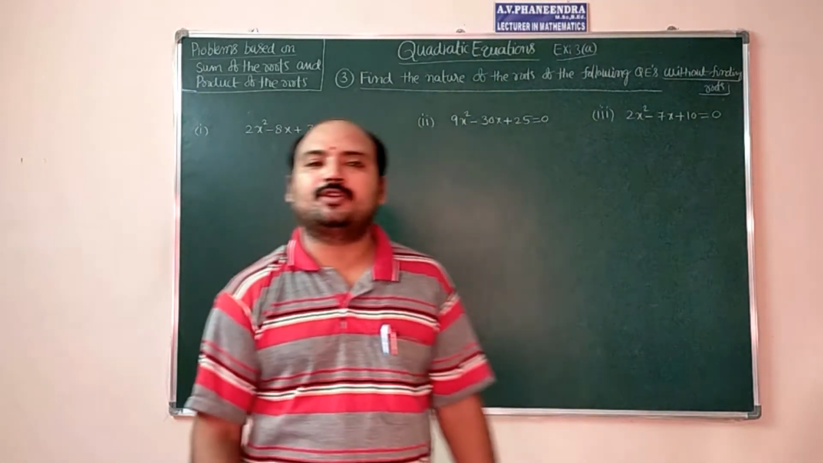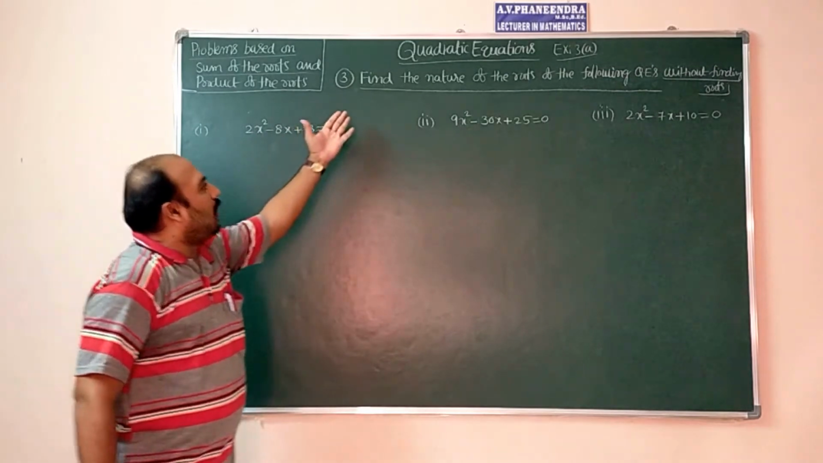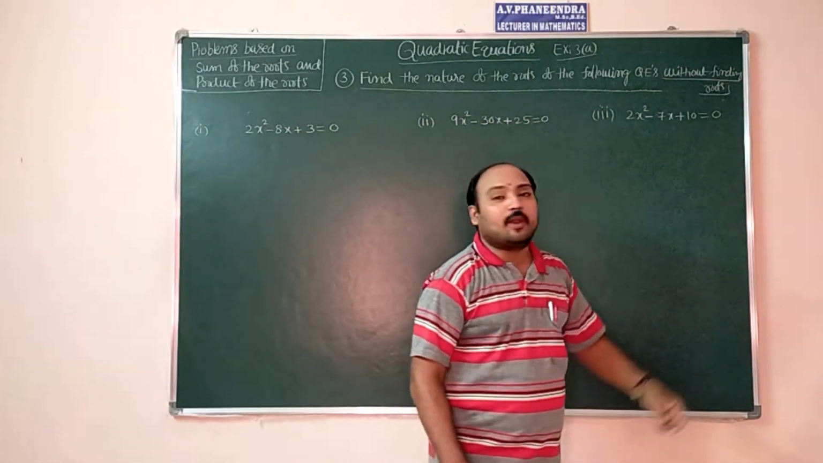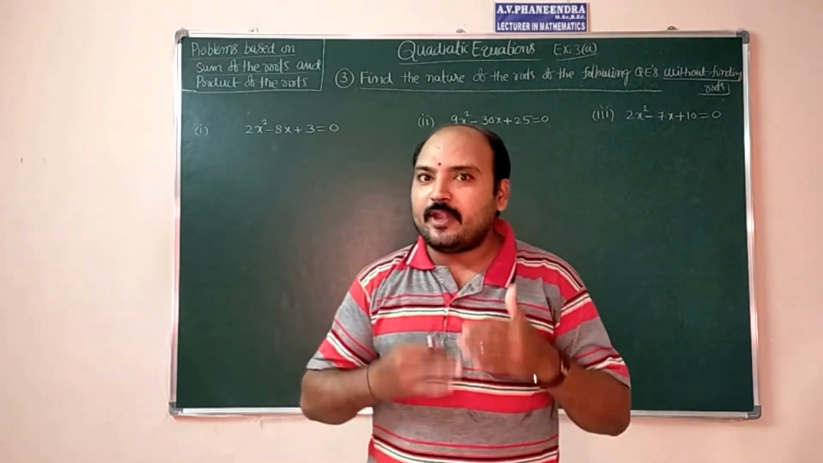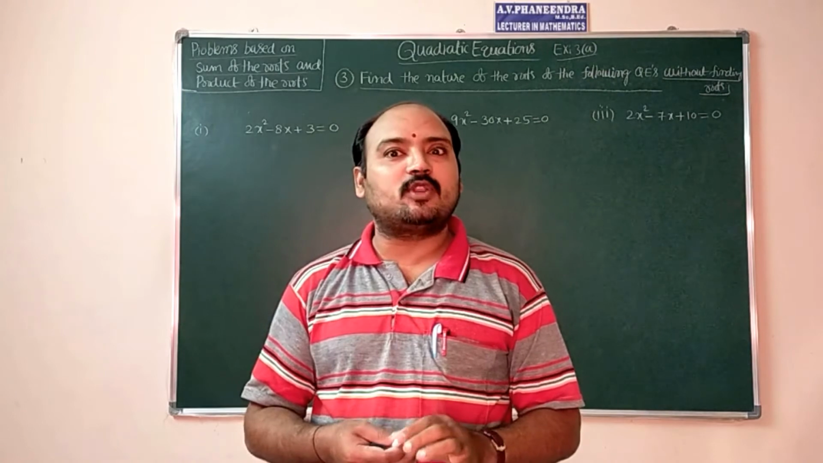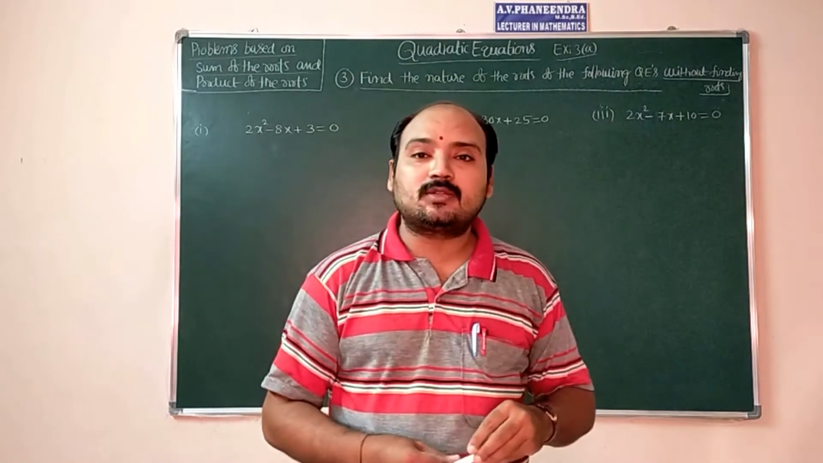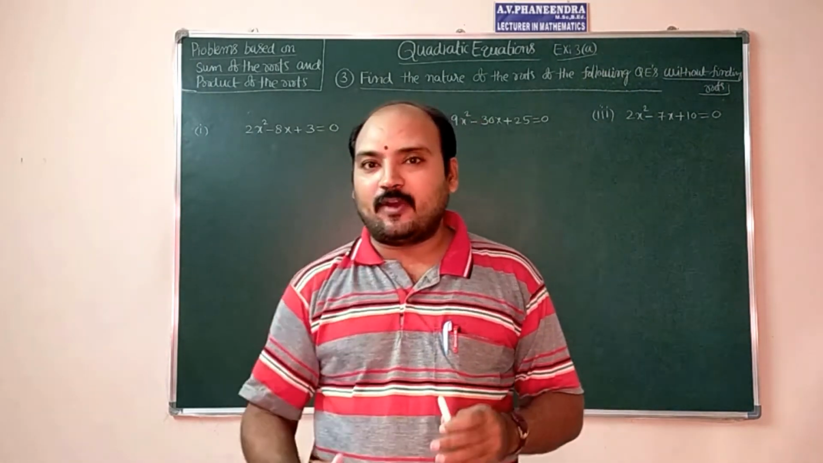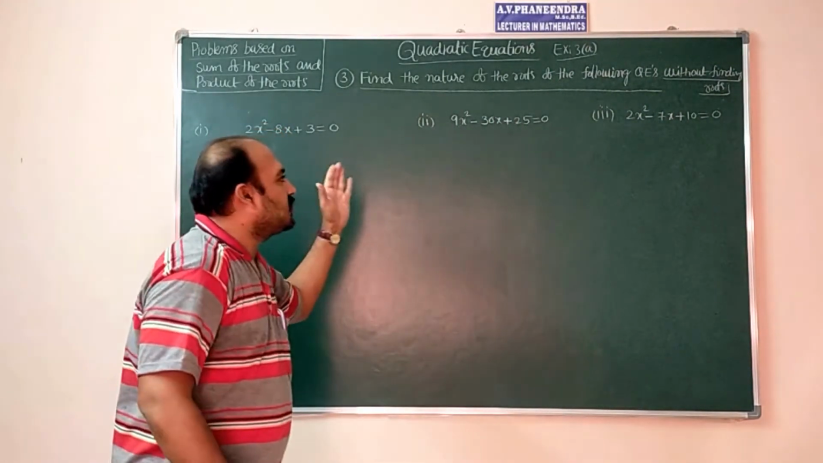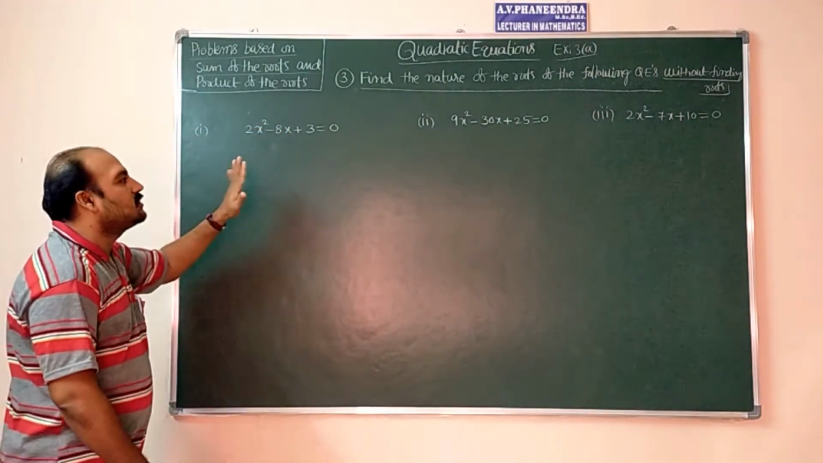Now the next question. Find the nature of the roots of the following quadratic equations without finding the roots. How do we calculate the nature of the roots without finding the roots? By finding the discriminant of the quadratic equation. So there are 3 questions. Let us have a discussion on these 3 questions.